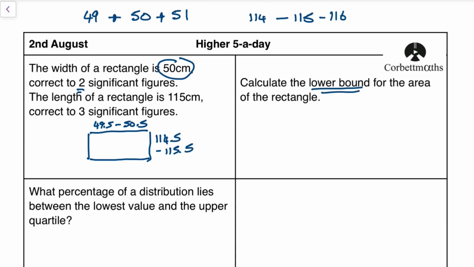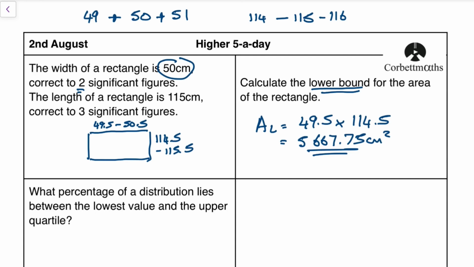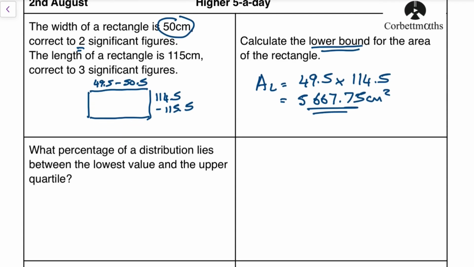Because I just wanted a lower bound, I didn't actually need to do the upper bounds, but they're there anyway, good practice just to get used to doing it. The lower bound of my area, AL for lower bound, is going to be the smallest width, 49.5, times the smallest length, 114.5, and that gives me 5667.75. Let's do the units as well. Everything's in centimeters, so it's centimeters squared. Get used to doing units. It's a good habit, it means you won't forget to do it when it matters.